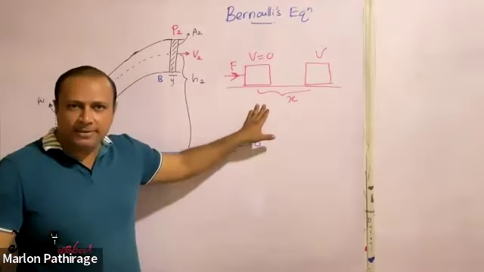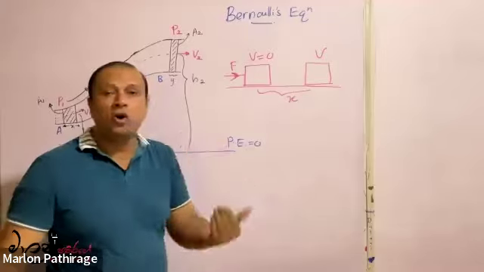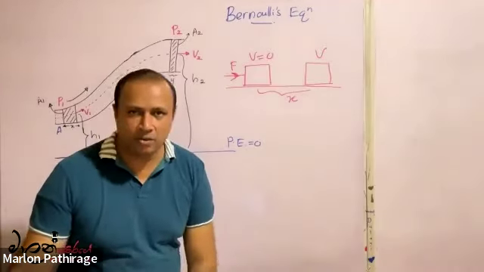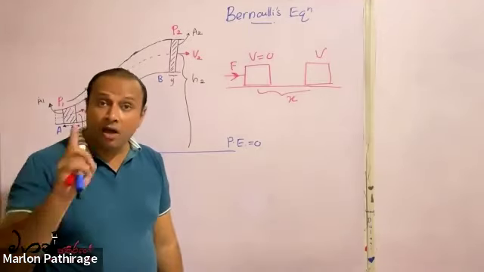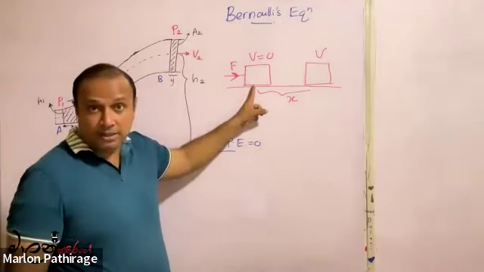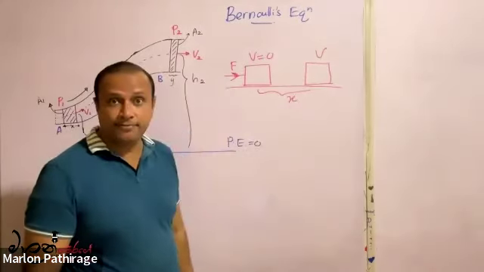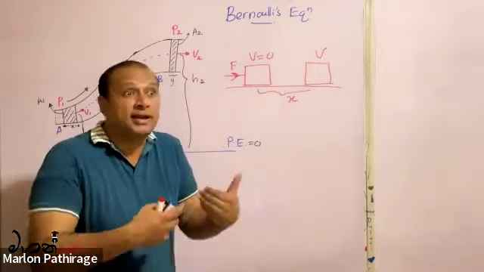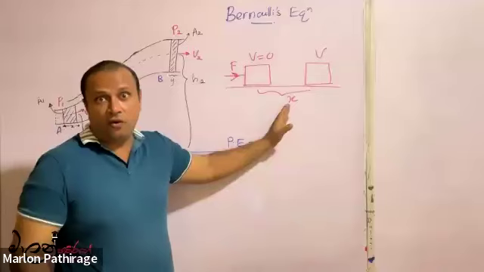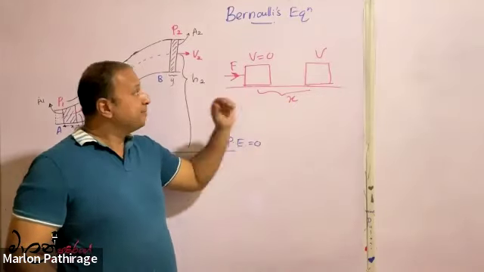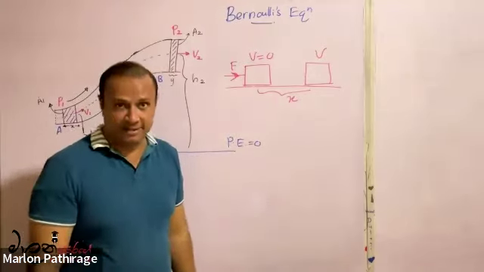Initially, this object is in a stationary condition. Therefore, it did not have kinetic energy. But after applying this force, this object has a velocity of v. That means it has kinetic energy. Therefore, the work done by this force is now in the form of kinetic energy.